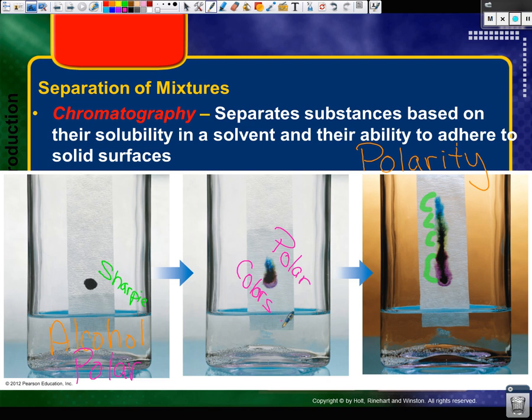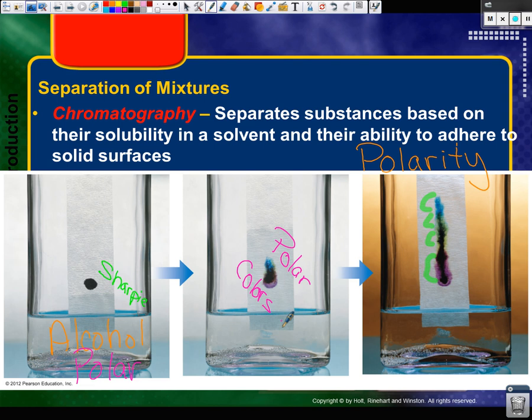Because, as a side note, are pigments made up of molecules? Yes. Everything is made up of molecules, right? So there is some sort of chemical interaction there. Because the colors are polar and the alcohol is polar, it's going to pull them up. It's going to run with it. But here's the question: why do the colors separate into different intervals?